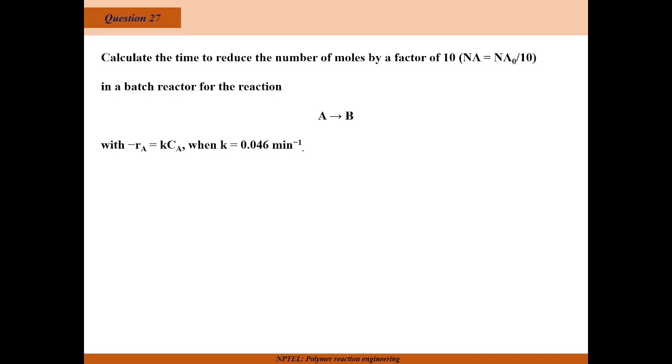So yeah, this is an equation where we need to see. We are also talking about batch reactors. This question comes from the topic of batch reactors. Calculate the time to reduce the number of moles by a factor of 10. If our initial number of moles is Na0, now the number of moles is Na0 by 10. So initially it was Na0, now it is Na0 by 10.